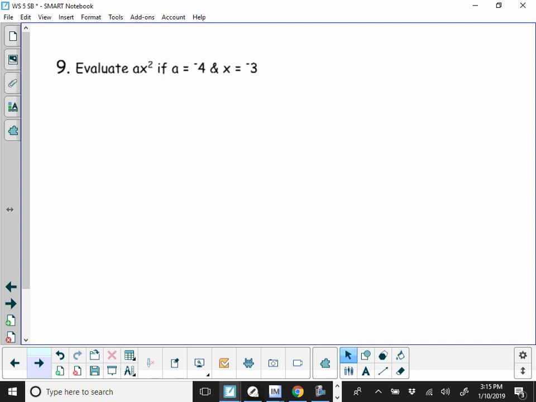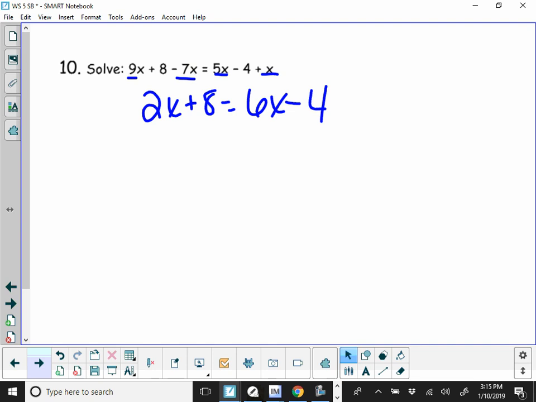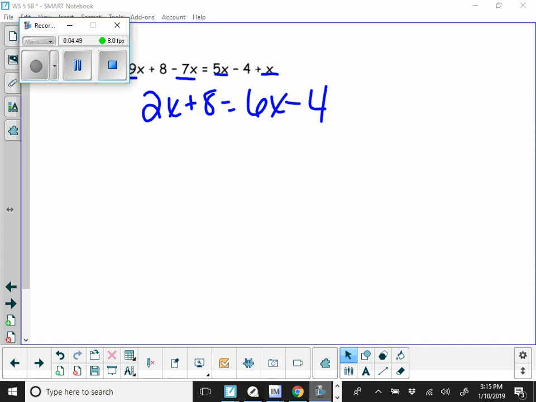So you'll do the same thing for 9 with a and x. And then 10 is a variables on both sides problem that we talked about today. So you simplify first and then rearrange. Okay? So that's the majority of your homework, at least started for you.